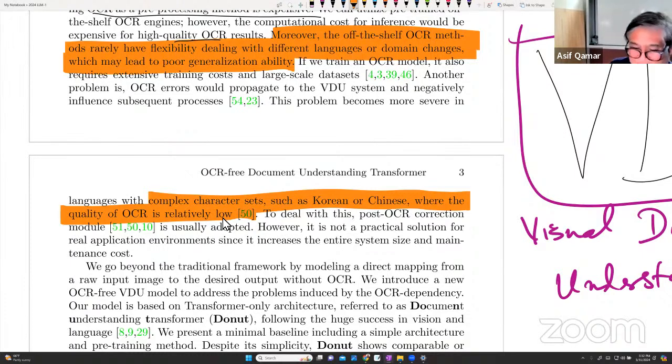To deal with this, a post-OCR correction module is usually adopted. However, it is not a practical solution for real. See, first OCR has a weakness. You bring in OCR, and then you try to fix it with a hack, right? Something to remediate. You bring in a remediation after that. Not a good idea, right?